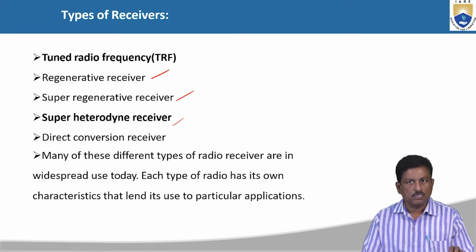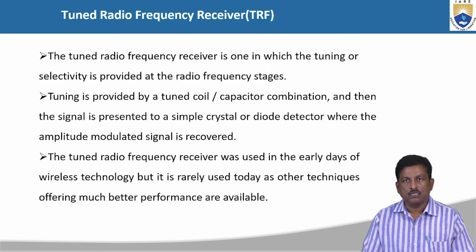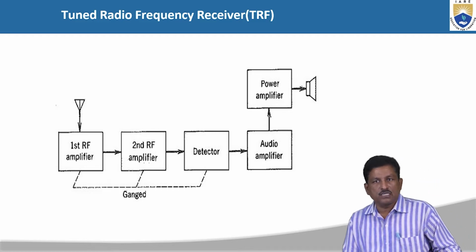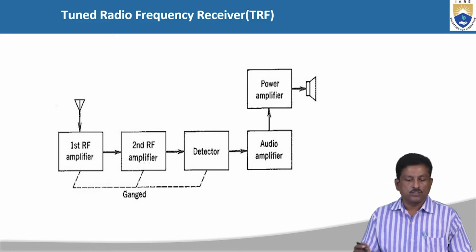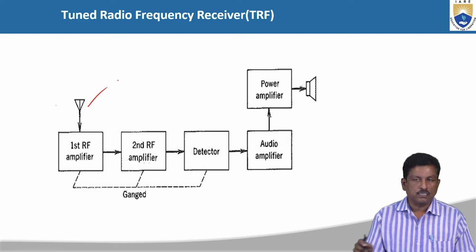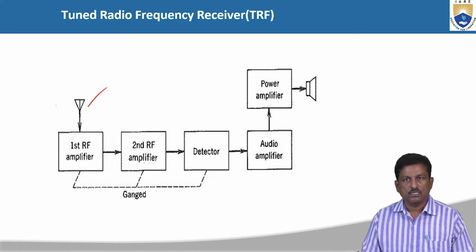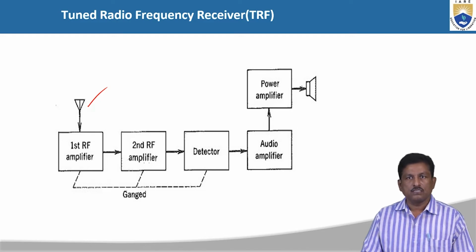Then coming to the operation of the TRF receiver. What are the basic elements, and how does it operate? We will see in this TRF receiver diagram. There is an antenna, which can receive the concerned signal. Whatever signal was transmitted by the transmitter, the same signal can be tuned or received by the antenna.